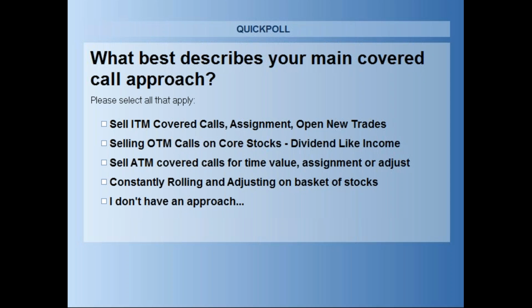Are you looking at selling at-the-money covered calls for the time value, and maybe you take assignment if it goes up, or you adjust the position? Or are you constantly rolling and adjusting, having calls expire, maybe rolling calls if they're in the money, on a basket of stocks? Or do you currently not have an approach for your position?